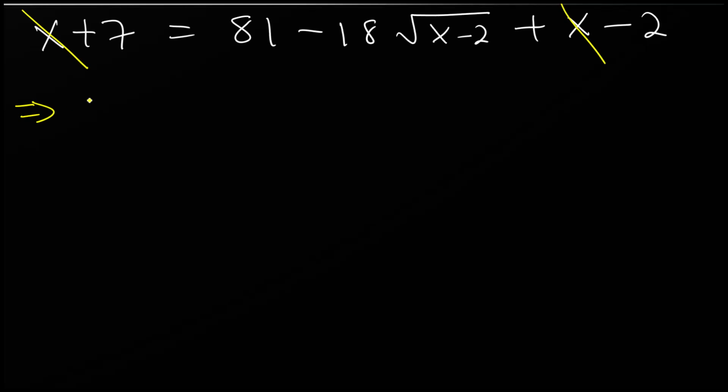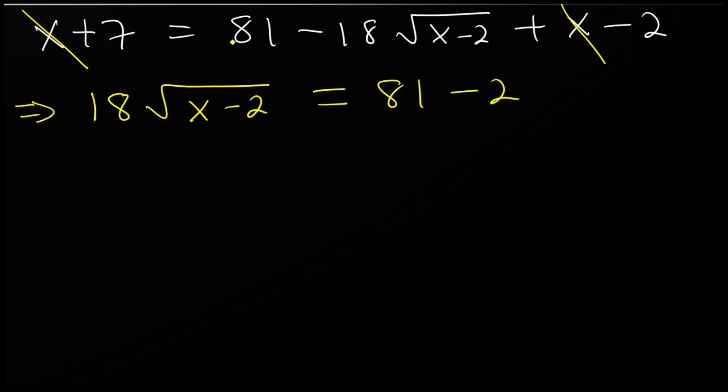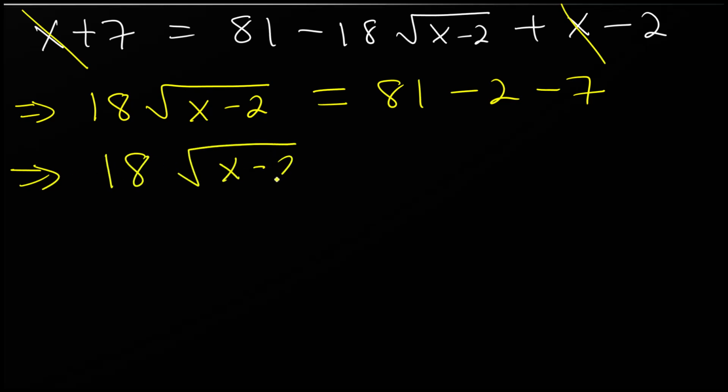So we have 18 times the square root of x minus 2 equals, then we have 81 minus 2 minus 7. So that will be 18 times the square root of x minus 2. So this one will be 79. So 72.